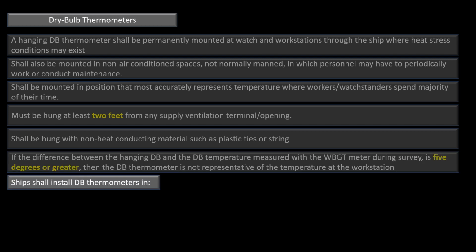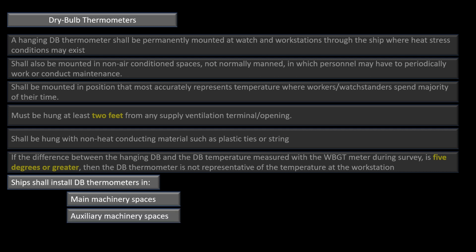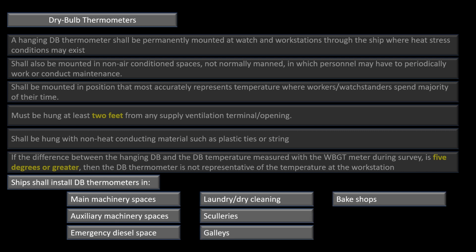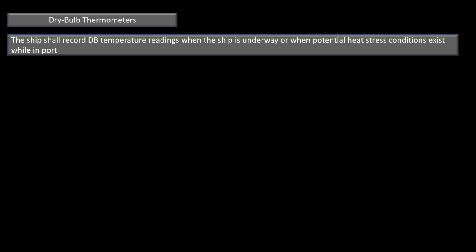And then ships are going to install dry bulb thermometers in any main machinery spaces, any auxiliary machine spaces, any emergency diesel spaces, any laundry dry cleaning spaces, any sculleries, any galleys, any bake shops, and any steam catapult spaces. The ship shall record dry bulb thermometer readings when the ship is underway or when potential heat stress conditions exist while in port.